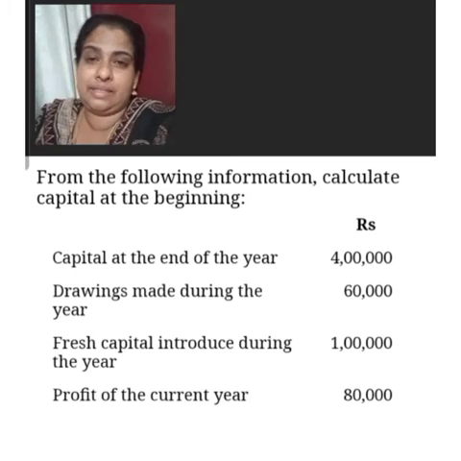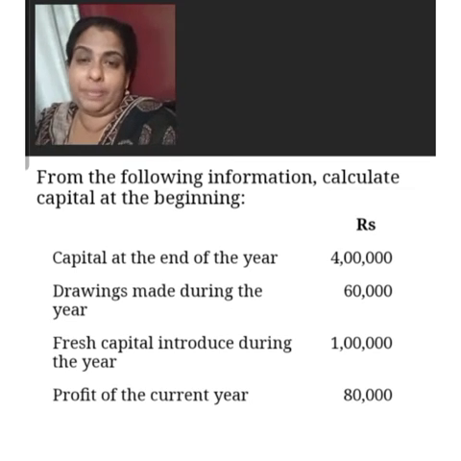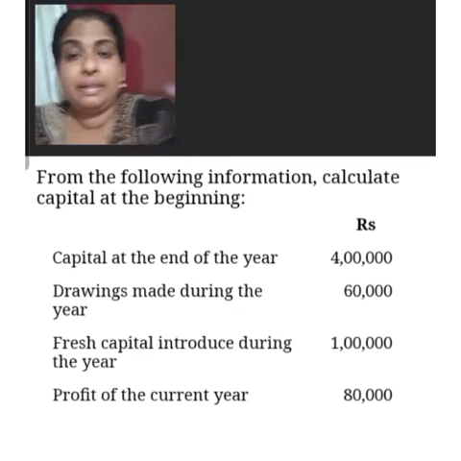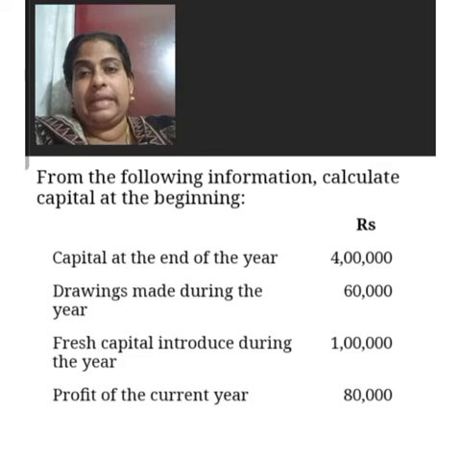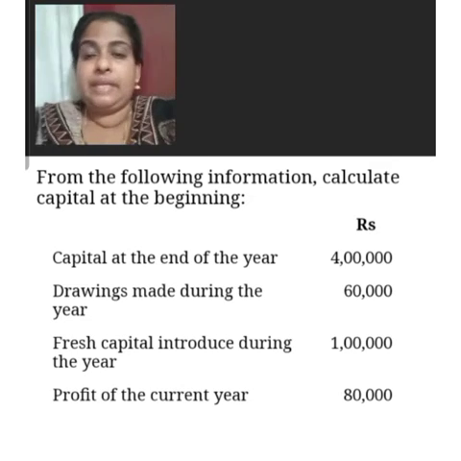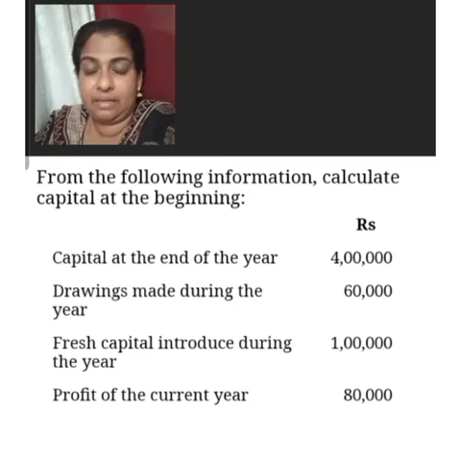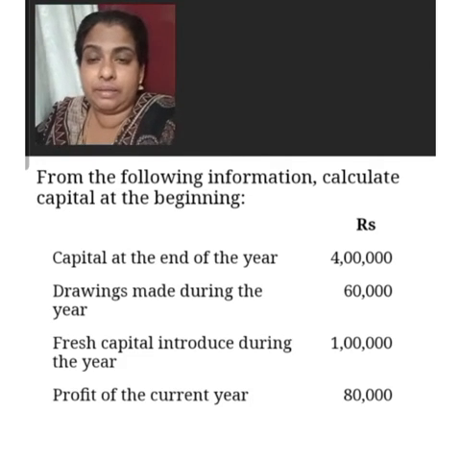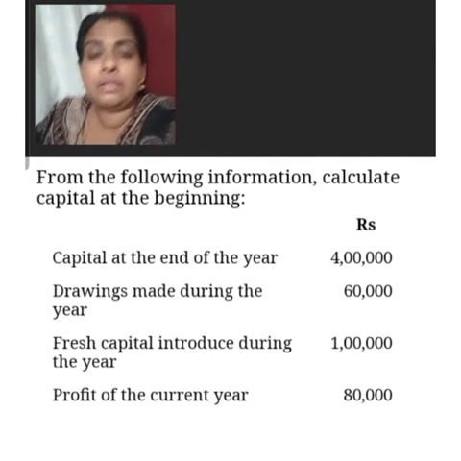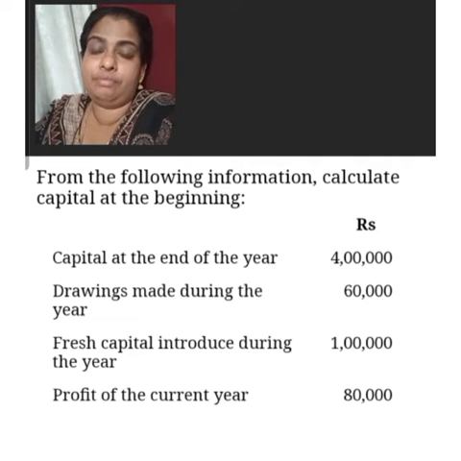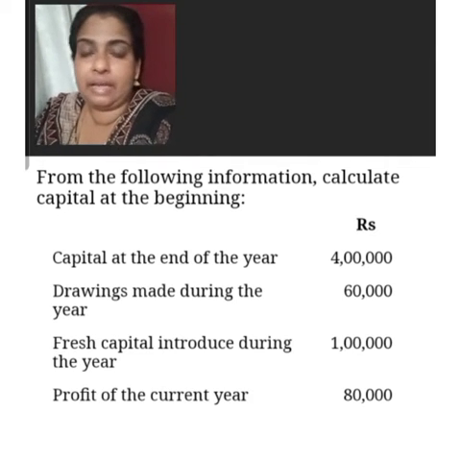There are two methods for calculating the amount of opening capital. The first method is by preparing a statement of affairs. A statement of affairs is a statement which is prepared by taking the opening balances of various assets and liabilities.